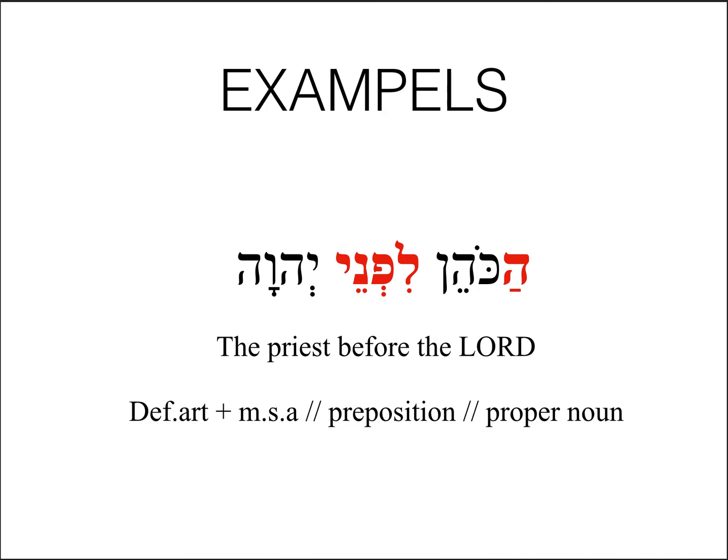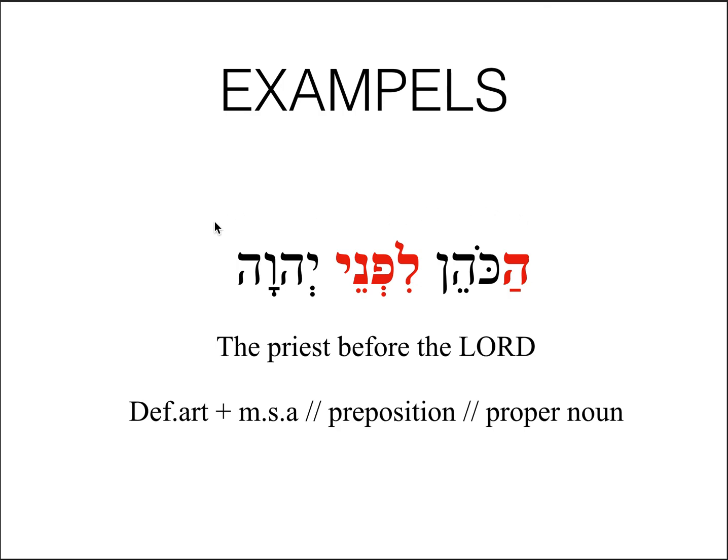HaKohen lifnei Adonai. If you look at this phrase, I highlighted a couple things here. We have Kohen, that's a priest, and we have Adonai, that's Lord. Lifnei means before, and we have the definite article. Kohen, we know that this is masculine, and then we could say it's also singular. However, we also know that absolute and construct in masculine and singular look identical. So is this masculine and singular absolute, or is this masculine and singular construct?